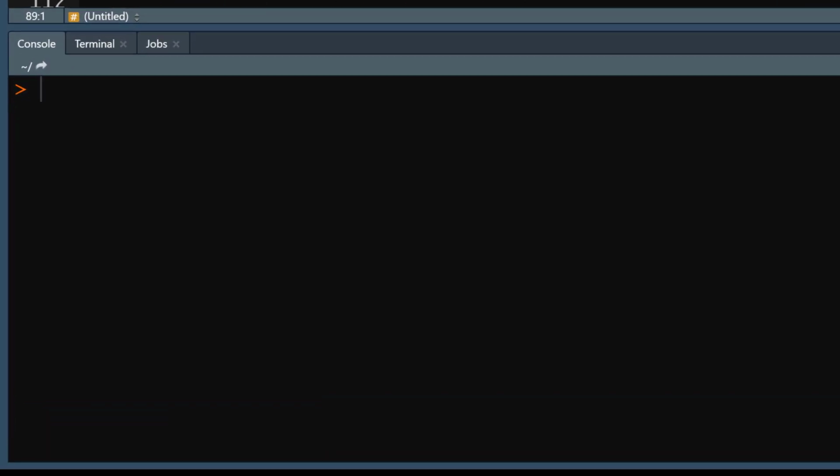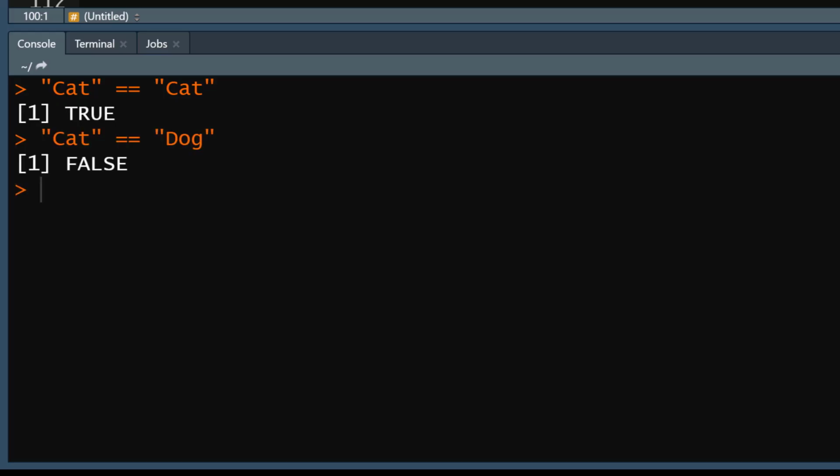Let's take a look at this in R. So again, logical tests can work with non-numeric data. The most common case is when you're testing for equality, and that works mostly like you think it should. So if I test whether or not the string cat is equal to that exact same string cat, I get a true. But if I test whether or not cat is equal to dog, clearly those two things aren't equal, so I get a false.